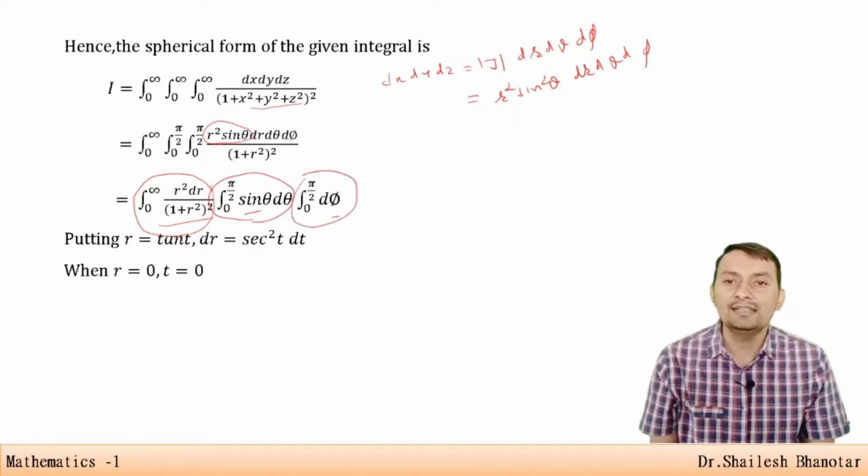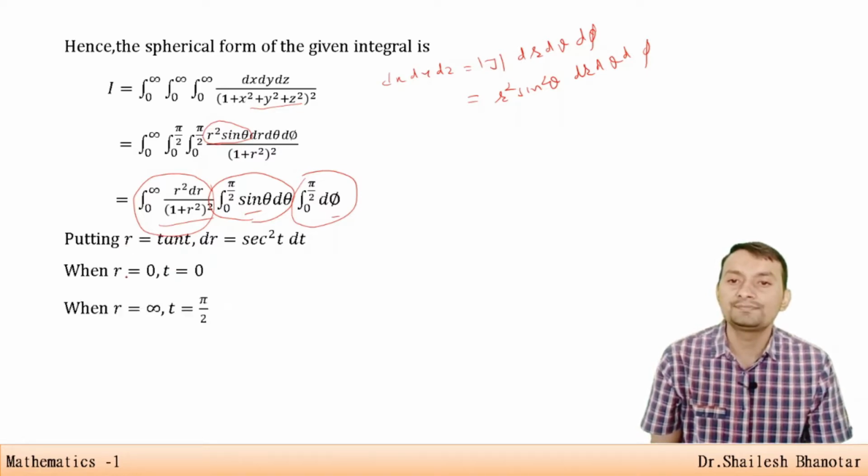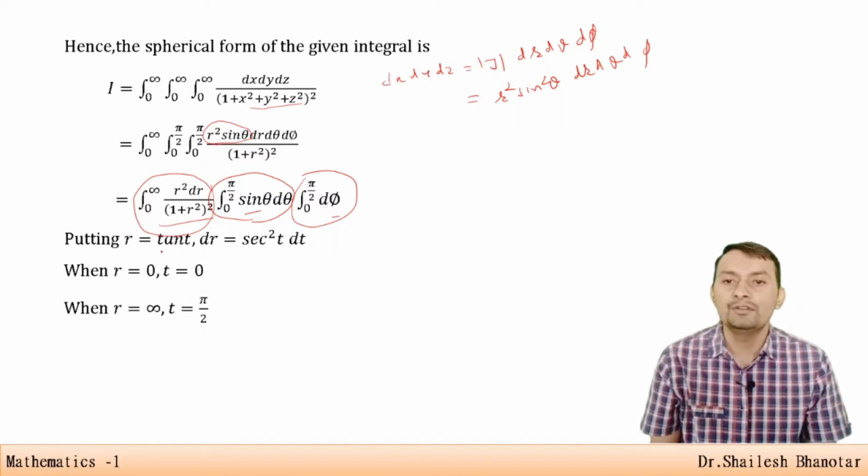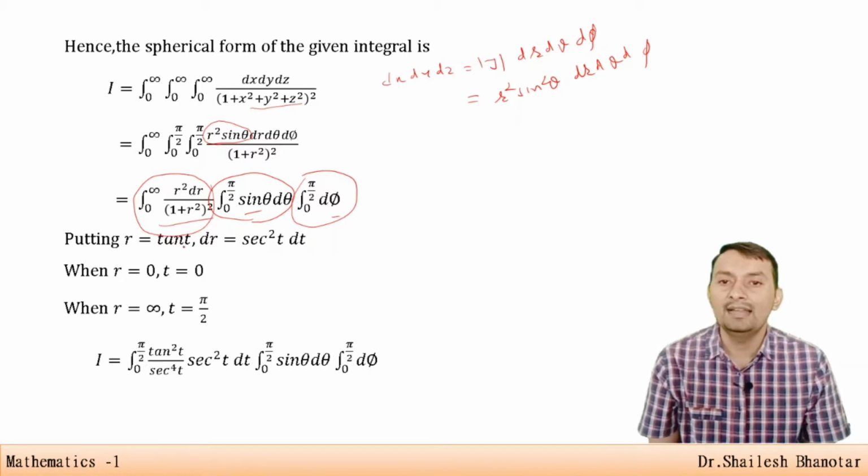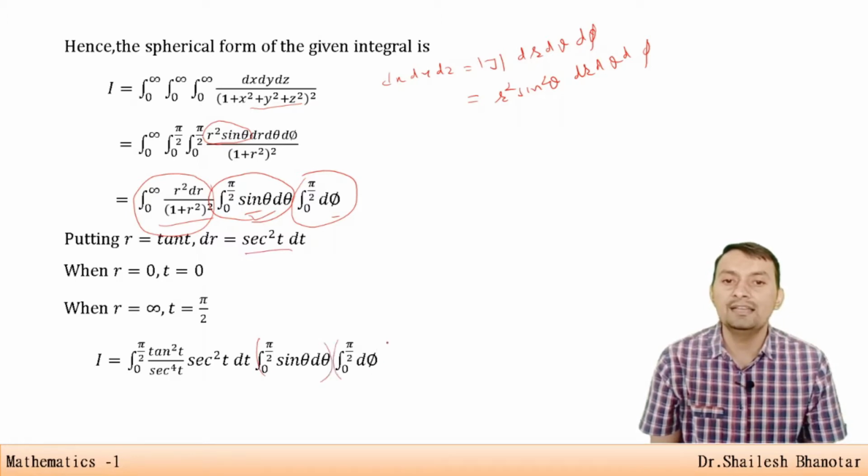But when you see this integration, I have to assume that r is equal to tan t. So dr is equal to sec square t dt, and when r is equal to 0, t is equal to 0. But when r is equal to infinity, t should be exactly pi by 2. So the new limit will be 0 to pi by 2, and r square is nothing but tan square t, and 1 plus r square, so 1 plus tan square t is sec square t raised to power 2, so sec raised to 4, and dr is nothing but sec square t dt, and that also you can integrate.